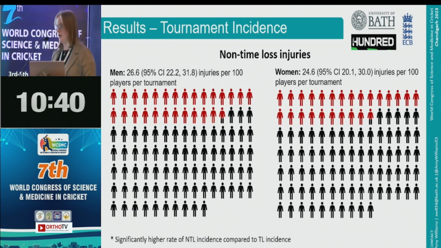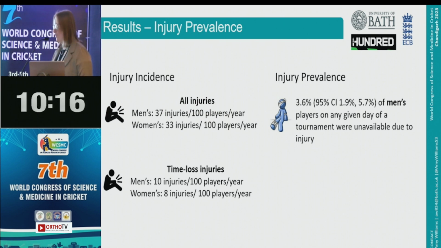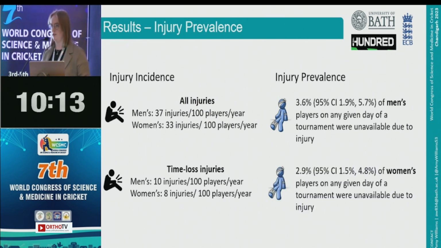And when we looked at the non-time loss injuries, again, we saw a similar rate between the men's and the women's competition, around 27 injuries per 100 players per tournament in the men's and around 25 in the women's. What we did find when we compared the rate of time loss and non-time loss injury incidence was that the non-time loss incidence was significantly higher than the time loss during the tournament. To touch on injury prevalence, what we found was that roughly around 3.6% of men players would be injured on any given day of the tournament, and this was slightly less, although it wasn't different, in the women's competition, with around 3% of players unavailable on any given day of the tournament.